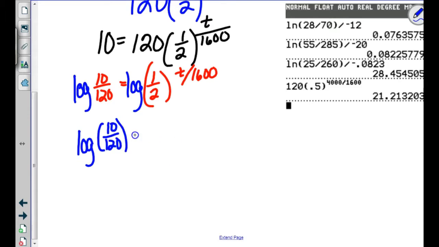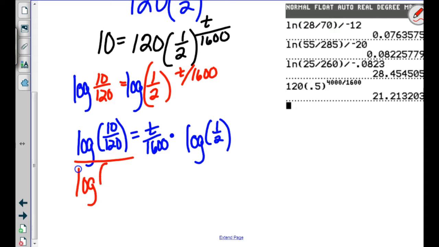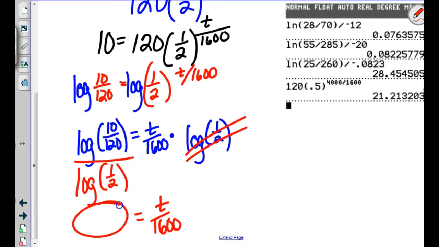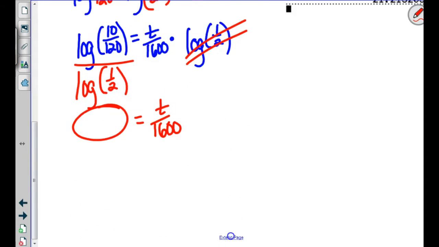What's the next step I'm going to have to do over here? Yeah, this guy's going to come out in front. And then what? Trying to get t by itself here. We need to divide and multiply. I'm going to go ahead and divide by the log of 1/2. Does that seem okay, guys? But I have to type log twice, just so we're clear. And then over here, I'll have t over 1600, which means I'm going to need to take whatever I get there and multiply it by 1600.